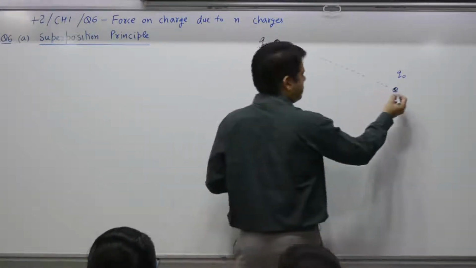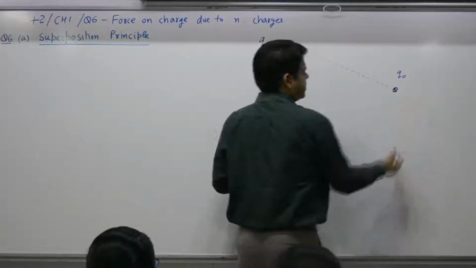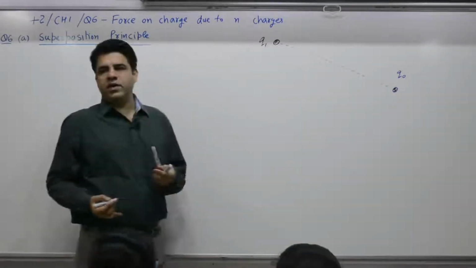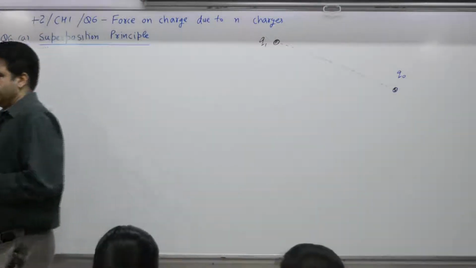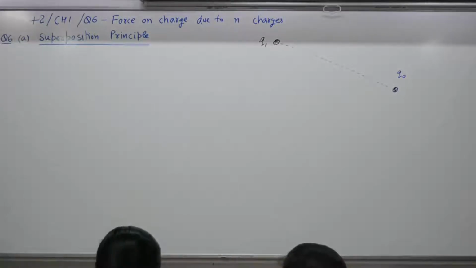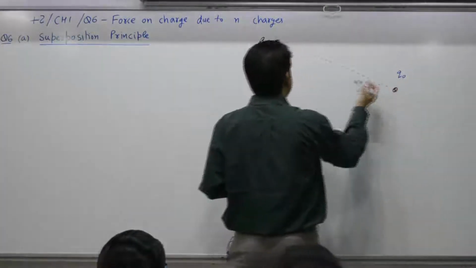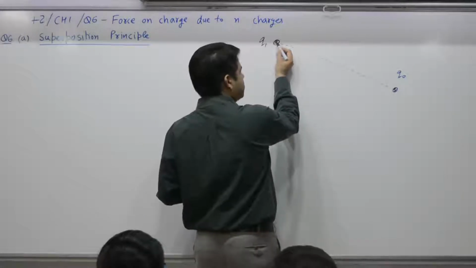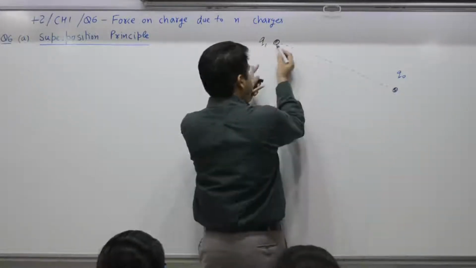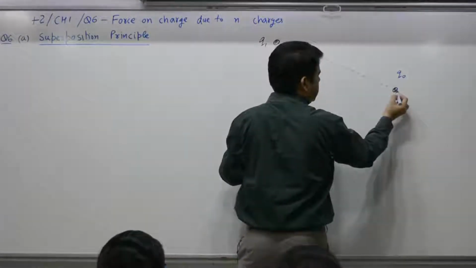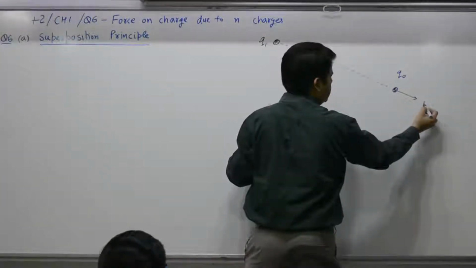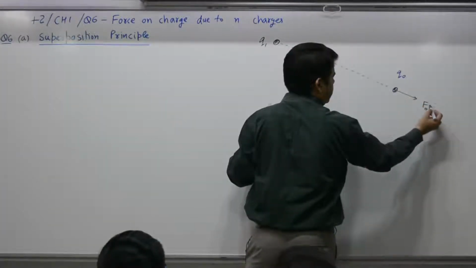Suppose they are positive. Then the force on this is F naught 1. Given in the notes, are they positive charges or negative charges? Yes, it appears they are similar charges. That is why the force is repulsive. So the force on charge Q naught due to Q1: suppose this is positive, this is also positive, so it will repel.